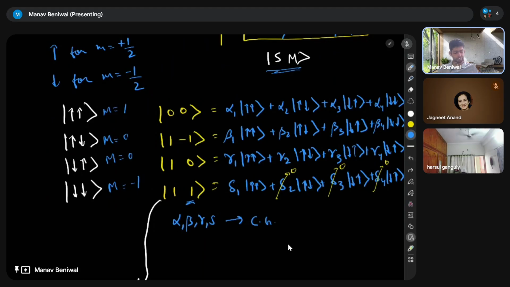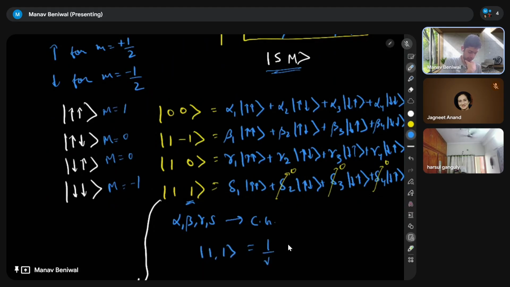Did you understand it now? So I am expanding. Okay, let me try again. I am expanding my 1 comma 1 state in all these 4 possible states. Let's say one of them is non-zero. Let's say this delta 2 is non-zero.